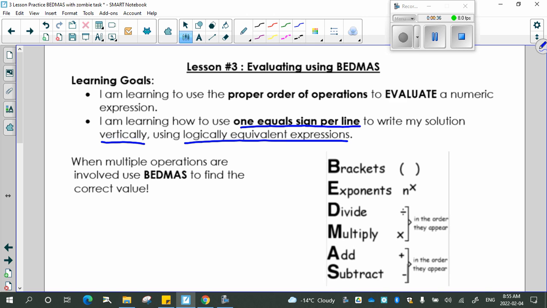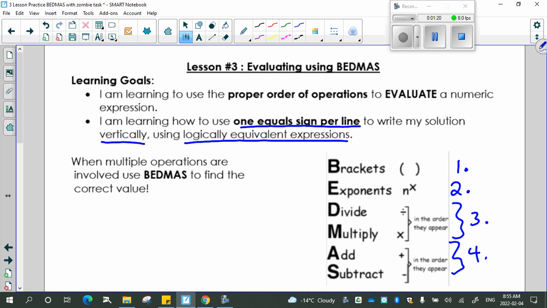Okay, so when multiple operations are in a numeric expression, you have to follow BEDMAS to get the mathematically correct answer. So we've got brackets are first priority, exponents are second priority, divide and multiply are third priority, and it says how they occur from left to right. So if divide comes before multiply, then divide first and then multiply. If multiply comes before divide, then multiply first and then divide. We're going to do a lot of examples, so by the end you'll be good. And then same with add and subtract, your priority 4, and it's from left to right as well. Okay? So there's your BEDMAS.